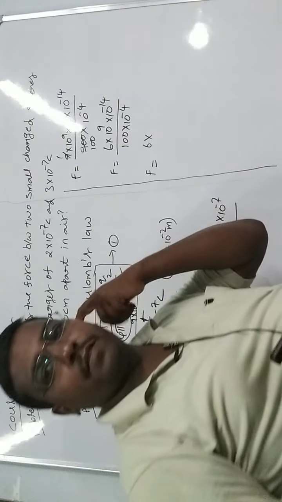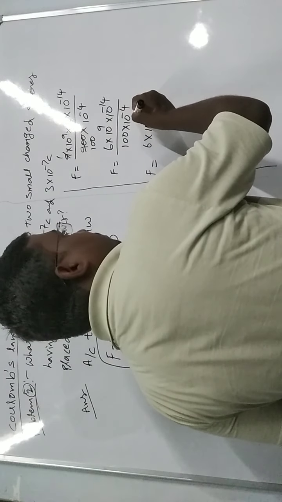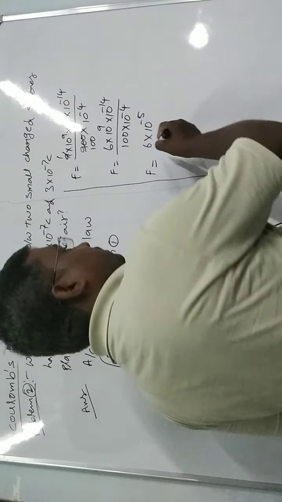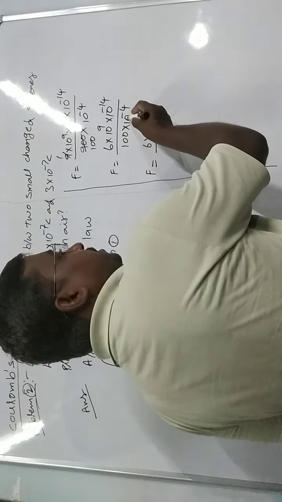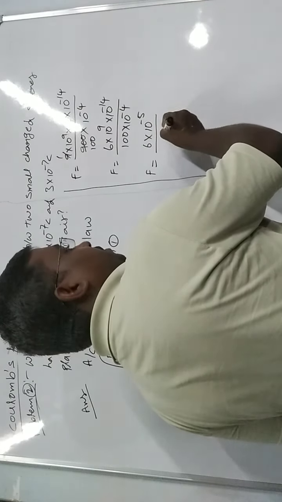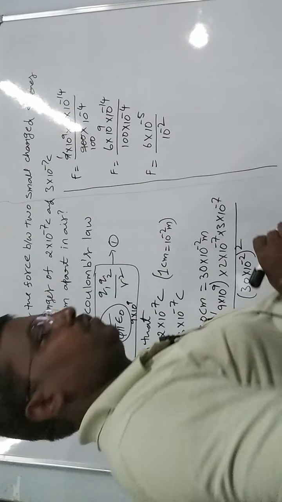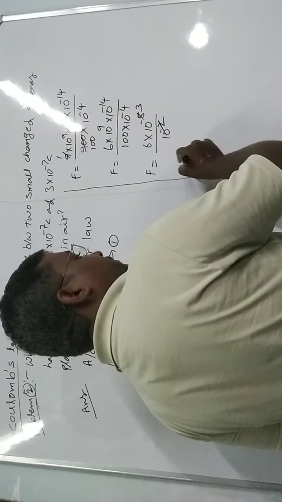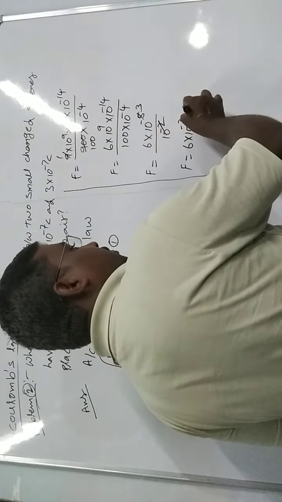What happens next? F equals 6 into 10 power 9, 10 power minus 14. Minus 14 plus 9, what is the value? 10 power minus 5. And in the denominator, 100 is 10 power 2, and this is 10 power minus 4, so that gives 10 power minus 2. So 10 power minus 5 divided by 10 power minus 2 gives 10 power minus 3. Therefore, F equals 6 into 10 power minus 3 newtons.